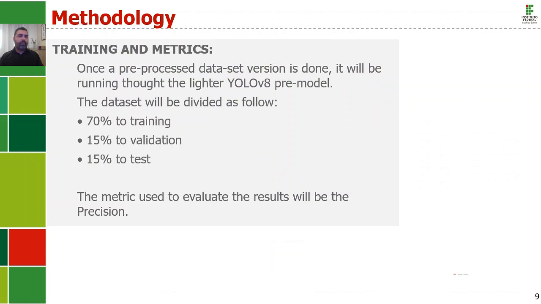Training and metrics. Once a pre-processed dataset version is done, it will be run through the YOLOv8 pre-trained model. The dataset, all of it, will be divided into 70% for training, 15% for validation, and 15% for test. The metric used to evaluate the results will be the precision, since this was the metric used in the articles that made the state of the art of this study.